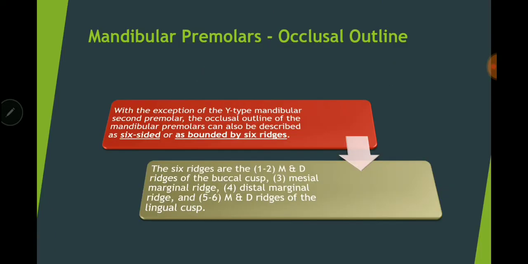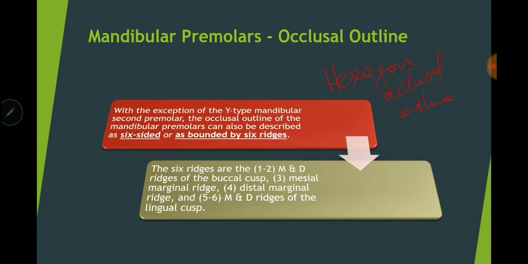Now mandibular premolars, occlusal outline. With the exception of the white type mandibular second premolar, the occlusal outline of the mandibular premolars can be described as six-sided, a hexagon. So you have the occlusal outline of the maxillary first premolar, and the occlusal outline of mandibular premolars is a hexagon, except for the white type mandibular second premolar.